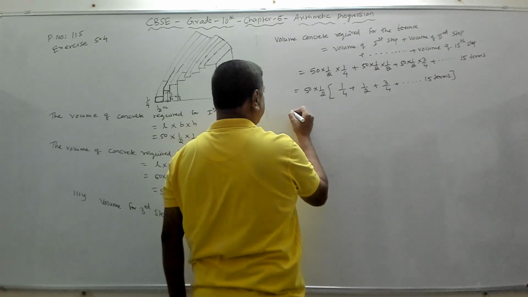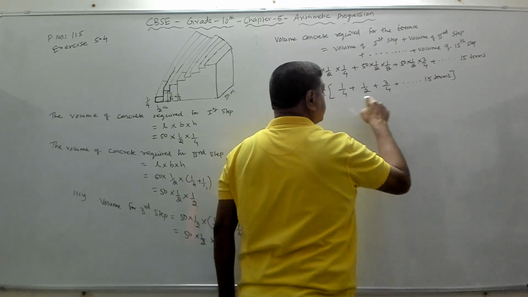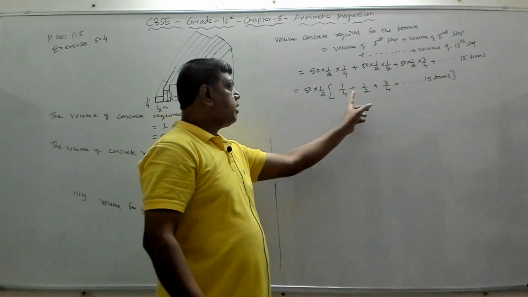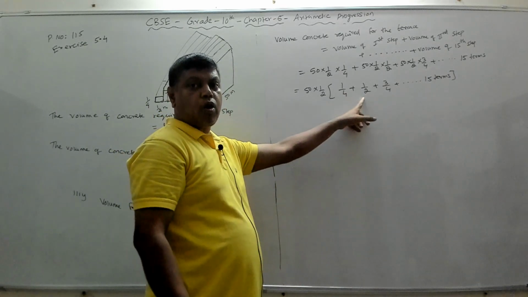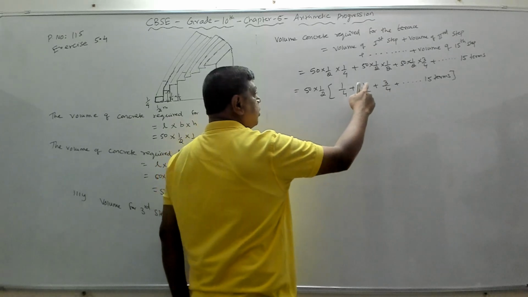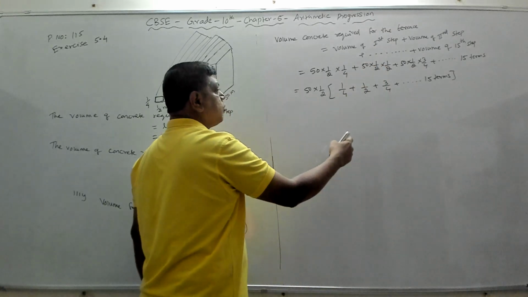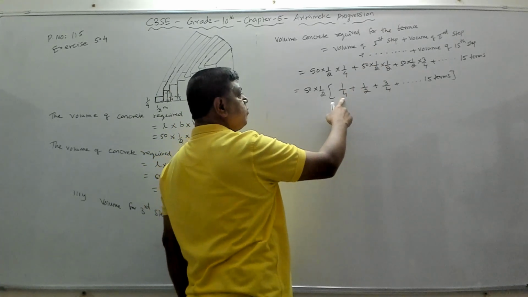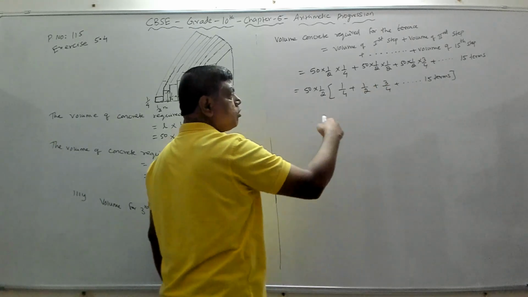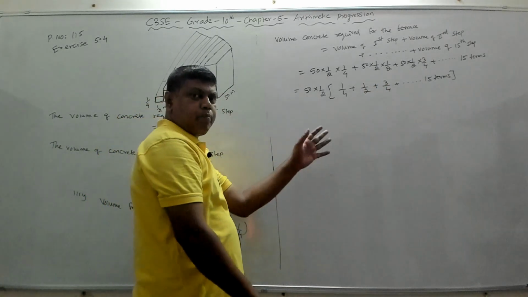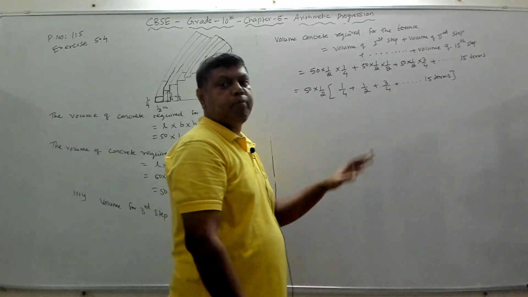So we'll say this is an arithmetic series. A, the first term, is 1 by 4, common difference is 1 by 4, because each step is raised by 1 by 4. So 1 by 2 minus 1 by 4 will give you 1 by 4. 3 by 4 minus 1 by 2 also gives you 1 by 4. So it's an AP. So we can apply sum of 15 terms of an AP.